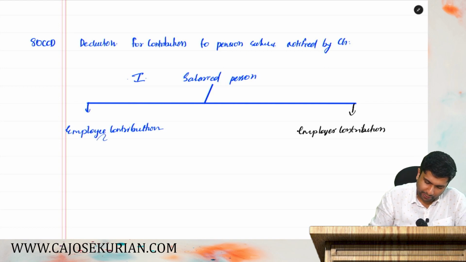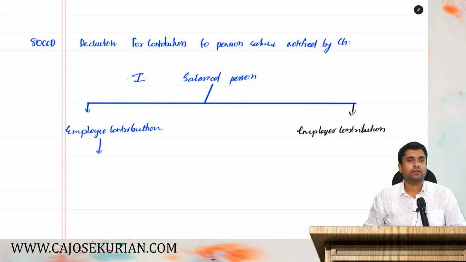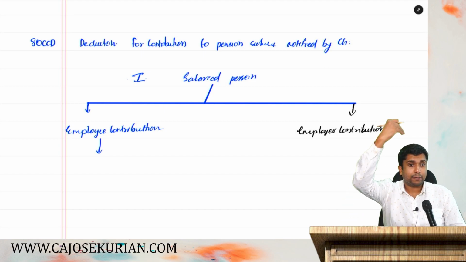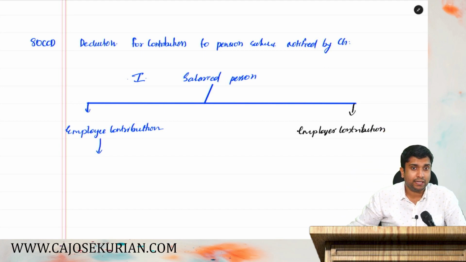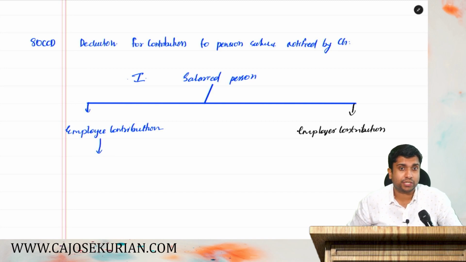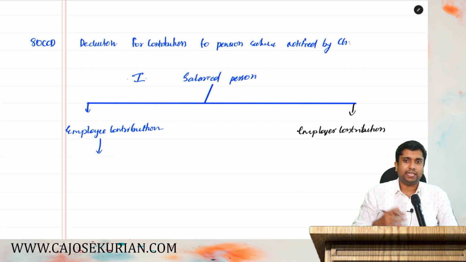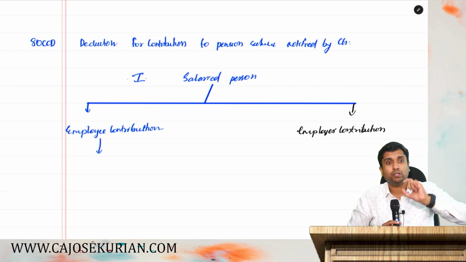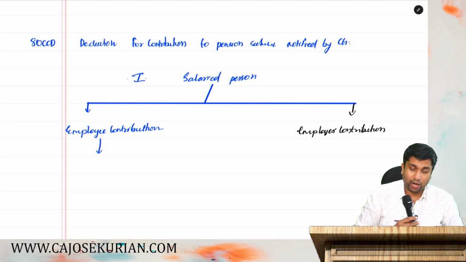What do you mean by employee contribution? To the pension fund, both employee as well as employer contributes. At the time of retirement of the employee, that pension fund will give him a retirement benefit. So, for the employee contribution, he will get a deduction. He will contribute it from his monthly or annual salary, and he will get that amount contributed as a deduction.